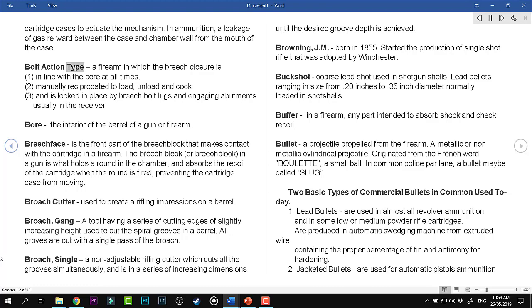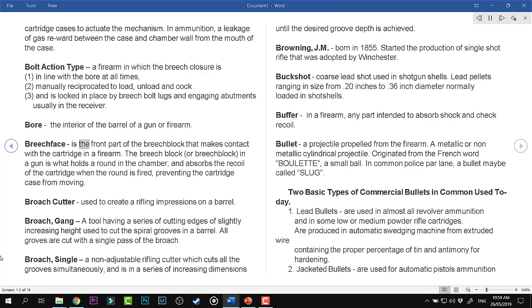Bolt action type, a firearm in which the breech closure is: 1. In line with the bore at all times. 2. Manually reciprocated to load, unload, and cock. 3. And is locked in place by breech bolt lugs engaging abutments, usually in the receiver. Bore, the interior of the barrel of a gun or firearm.